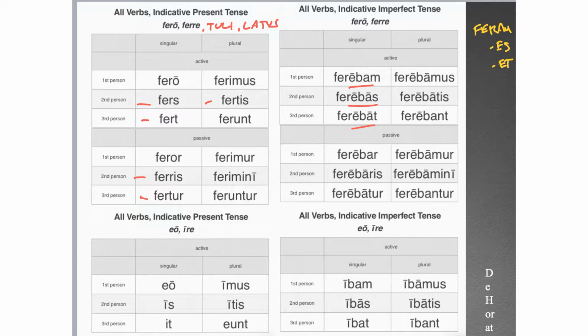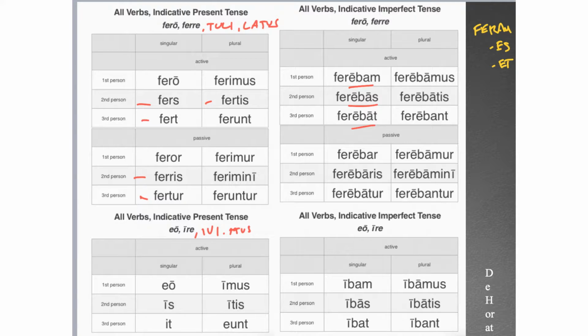All right, so down here we have eo, ire, and then ivi and itus. Sometimes it's itorus for the fourth principal part, and sometimes it's ii, no v, for the third principal part, but same difference. Same idea. The present is irregular, so eo, is, it, imus, itis, eunt. And then after that, things become pretty regular, with i as the stem. And it means to go.